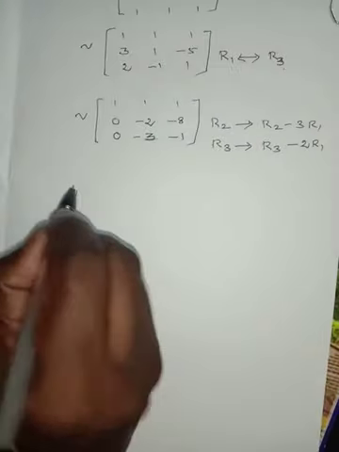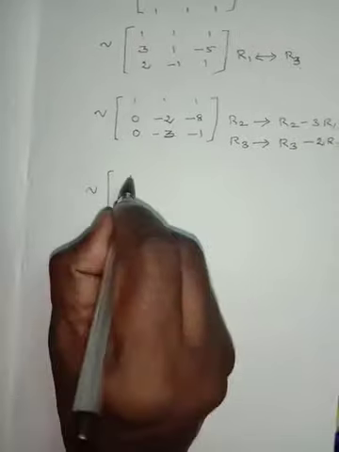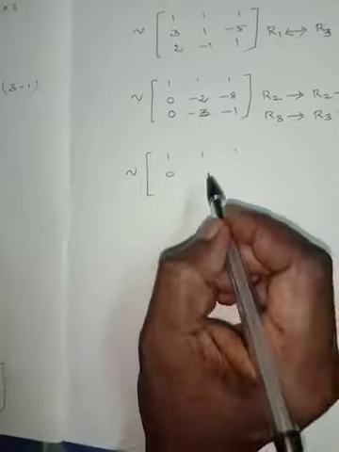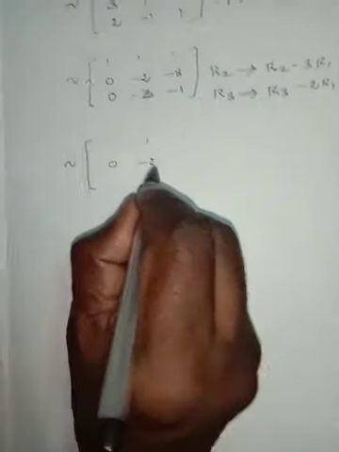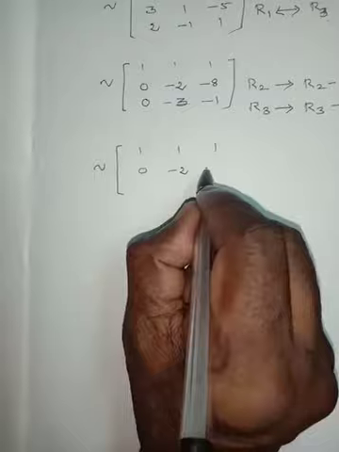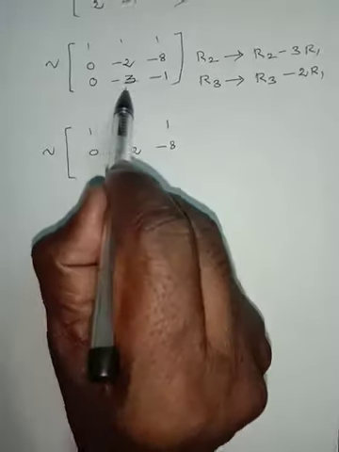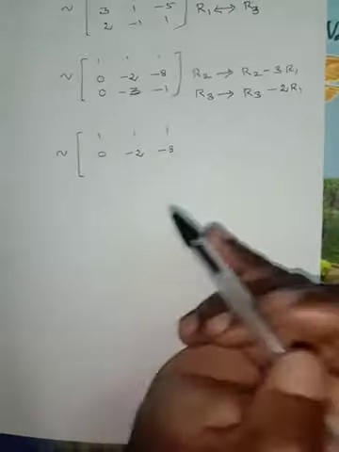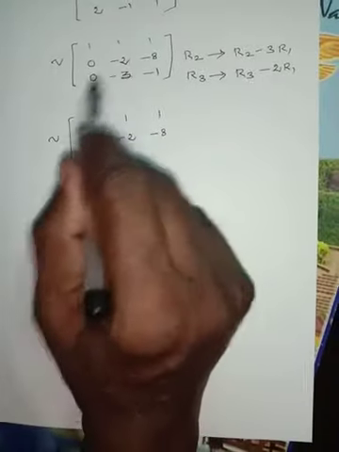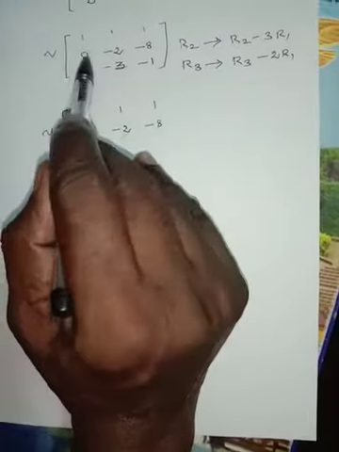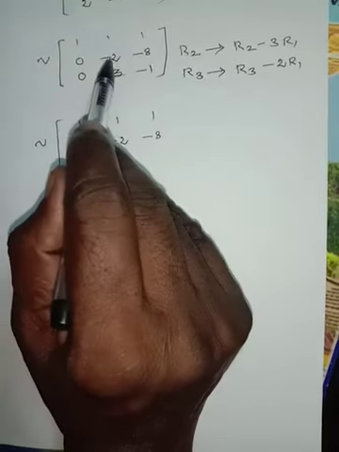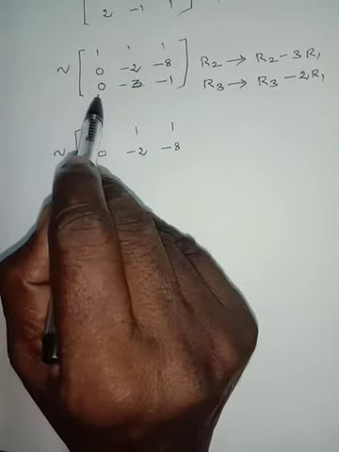Now, echelon symbol: 1 1 1, 0, minus 2, minus 8. Next, we are going to change minus 3 into 0. How to change minus 3 into 0? Second row multiplied by 3, so minus 6. Third row multiplied by 2, then 6. Adding we get 0.